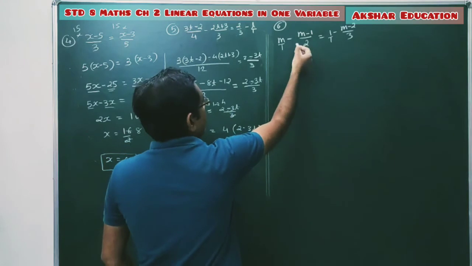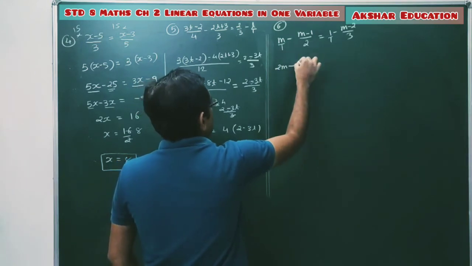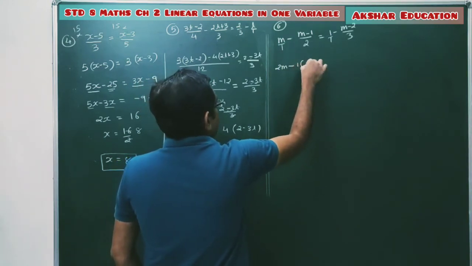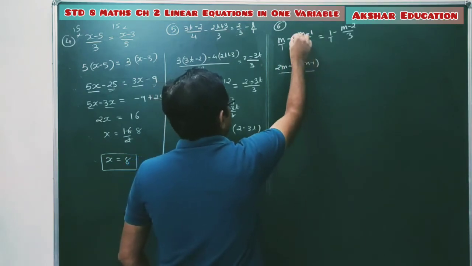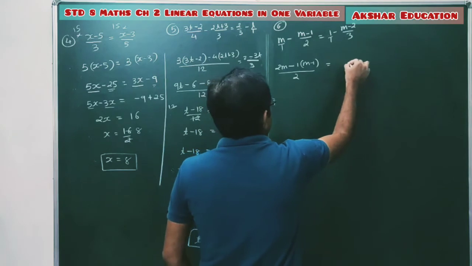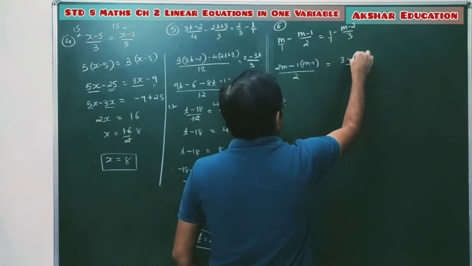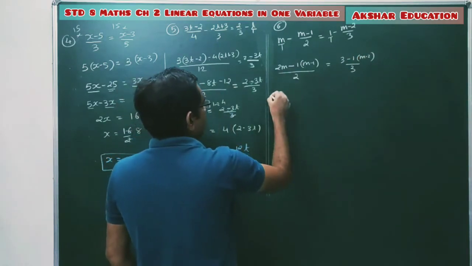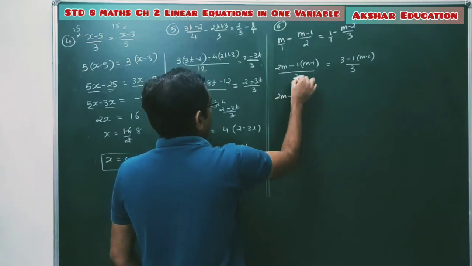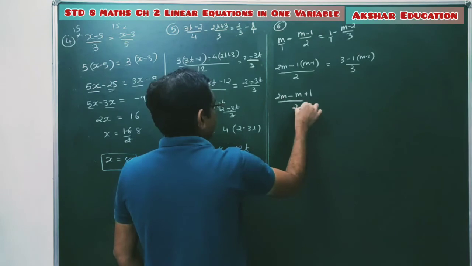So LCM of 1 and 2 is 2. So cross multiply. So it's 2 into m, 2m minus 1 into, so it's 1 into (m minus 1 upon 2), 1 2s are 2. There is a minus sign so it has to be written in a bracket. So here LCM is 3. So 1 3s are 3. So it's 3 minus 1 into again (m minus 2) in a bracket. Open this bracket. So this is 2m minus m. This minus 1 will become plus 1, divided by 2.